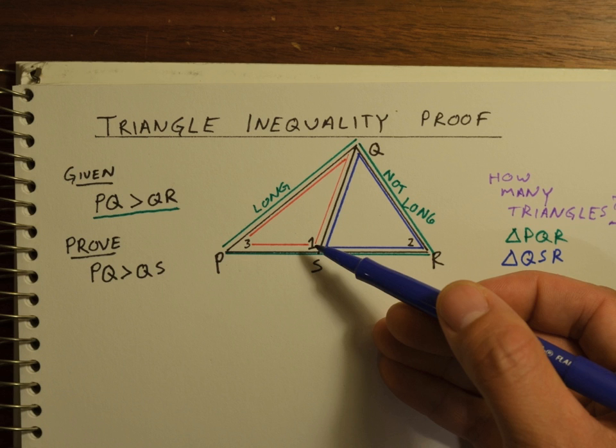Next, take a look at that blue triangle. The blue triangle has an exterior angle, angle 1. And remember, the exterior angle inequality says that angle 1 must be greater than angle 2. So in the blue triangle, we can ascertain that 1 is greater than 2.